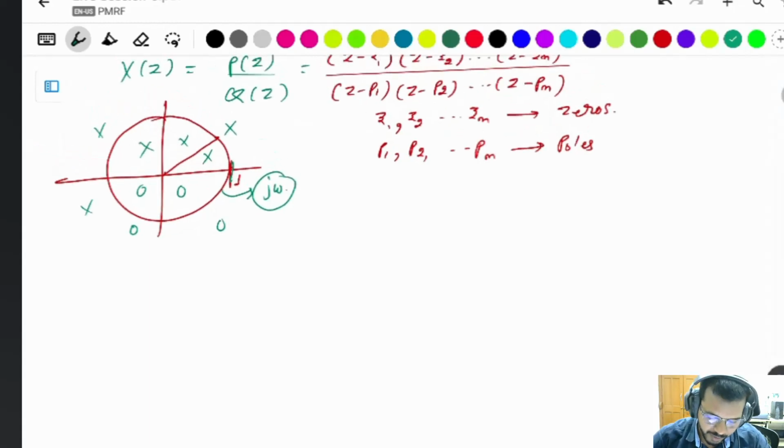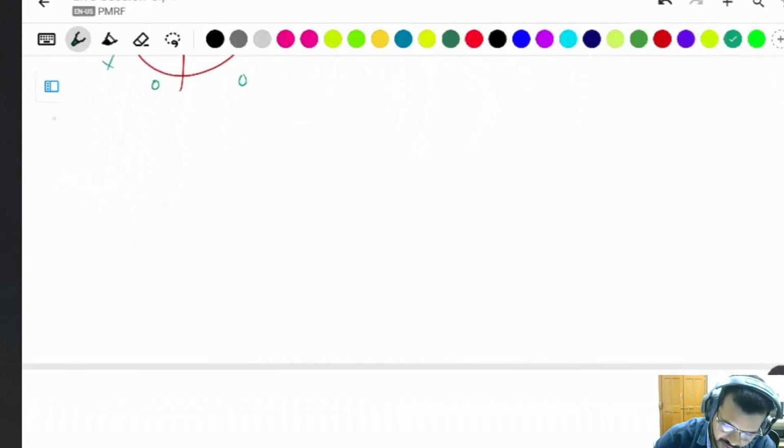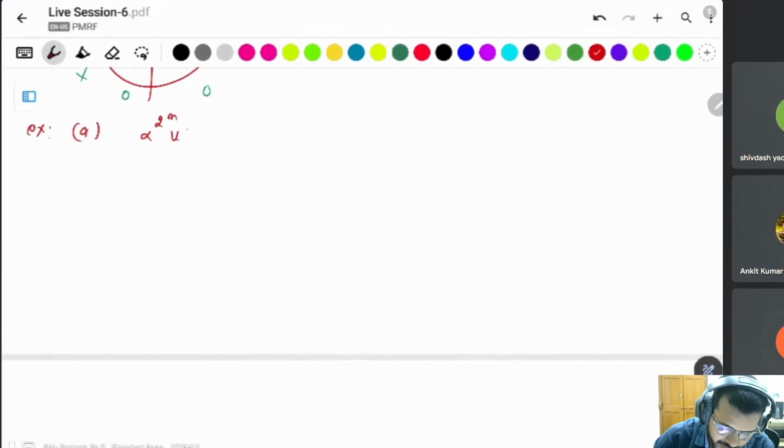Okay, and also define the ROC of the system. To find the ROC, take some examples of how to find the ROC and what is the ROC of that function. First one, if you take alpha power 2n u of minus n plus 4. Now what is the ROC of this function?